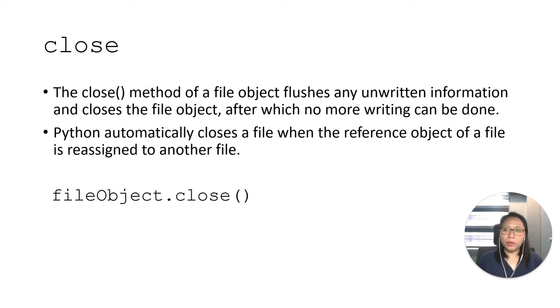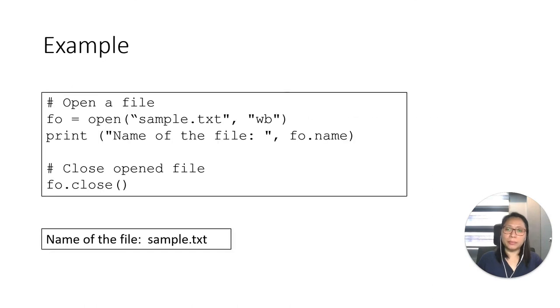And the syntax for close is dot close. So the file object name dot close and parentheses. Here is an example. We opened the file, we printed the name, and then we closed the file.